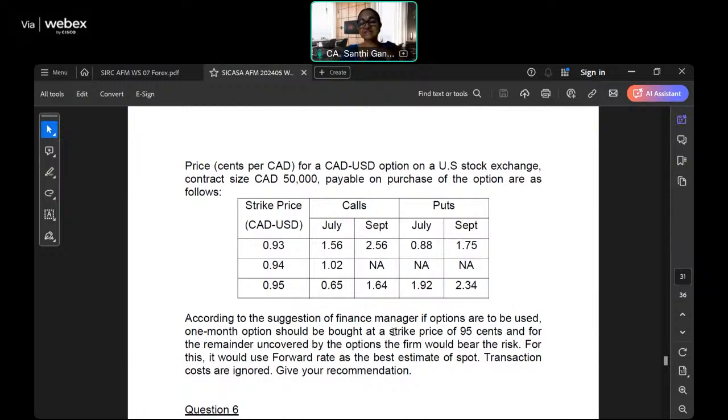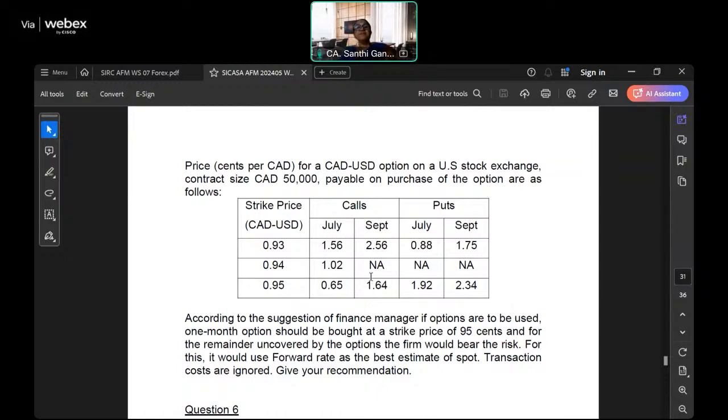According to the suggestion of the finance manager, if options are to be used, 1 month option should be bought at a strike price of 95 cents. And for the remainder uncovered, the firm would bear the risk. For this, it would use forward rate as a best estimate of spot. Transaction costs are ignored. Give your recommendation.